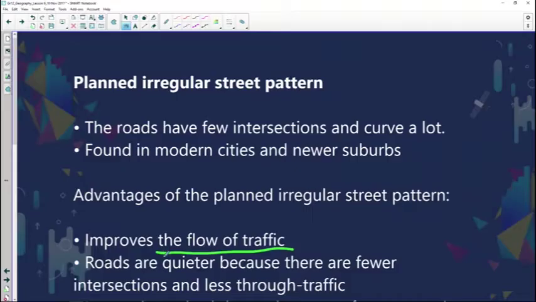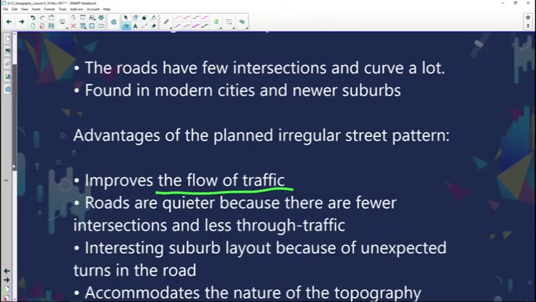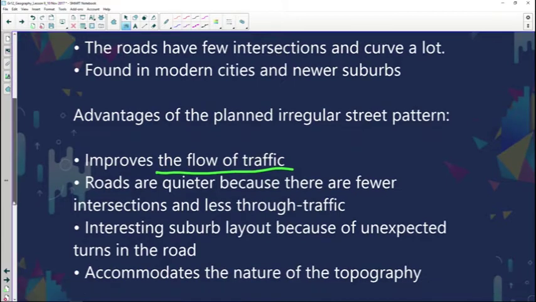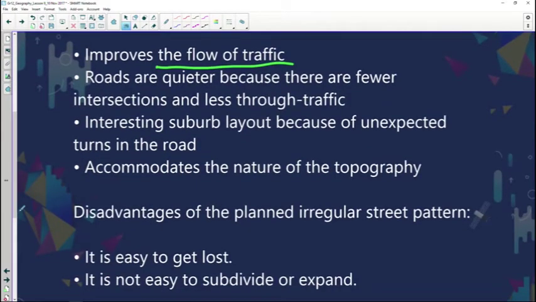It improves the flow of traffic. The roads are quieter because there's fewer intersections. And it's interesting to see, to travel. And very importantly, probably the most important characteristic over here is that it accommodates the nature of the topography. So if it's a steep area, let's say for instance this town or city is developed in the valley area, this is the type of street pattern that they will use. The disadvantage of it, it's easy to get lost and it's not very easy to expand.